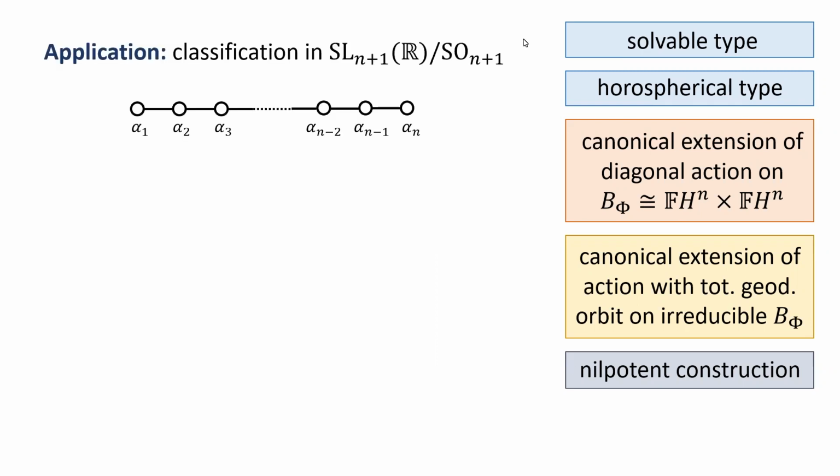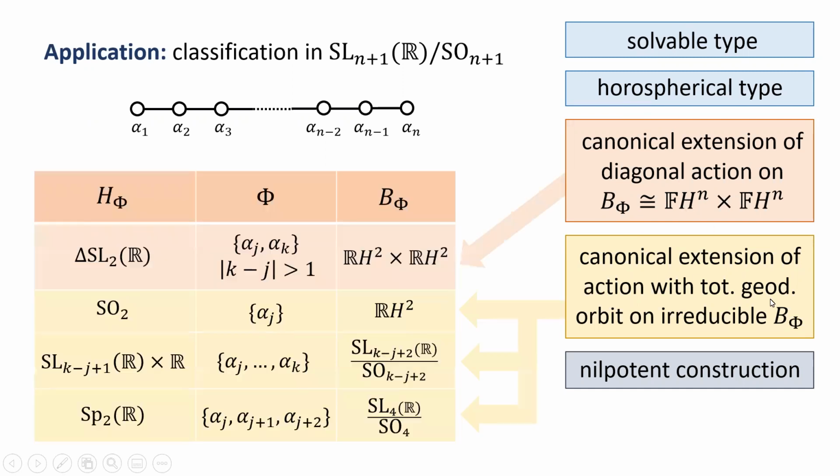Let's see how to apply this to this family of symmetric spaces, SL(n+1) over SO(n). This space has rank n. Its Dynkin diagram has this form here. Okay, so let's go through the 5 possibilities. Solvable type, we understand it very well. Horospherical type as well. And now we have the canonical extensions from reducible boundary components or from irreducible boundary components. Okay, so we get this list.